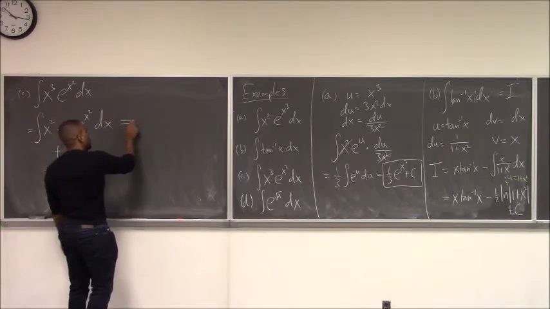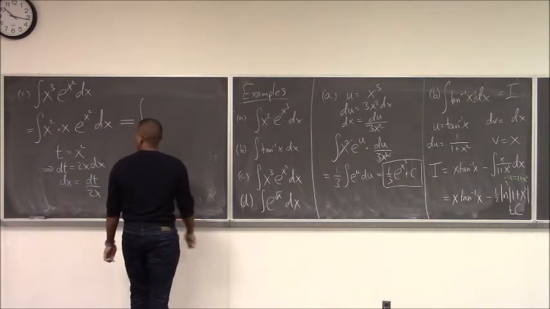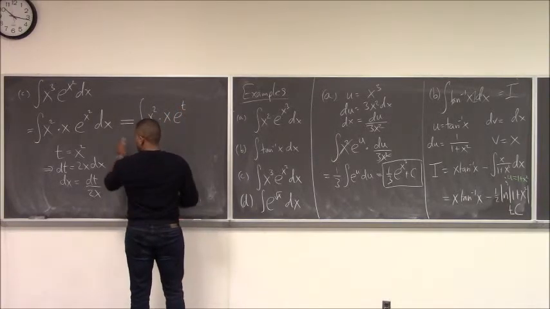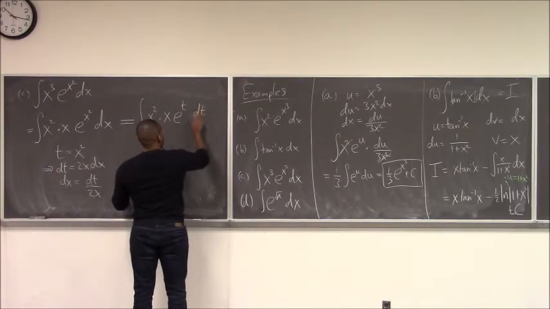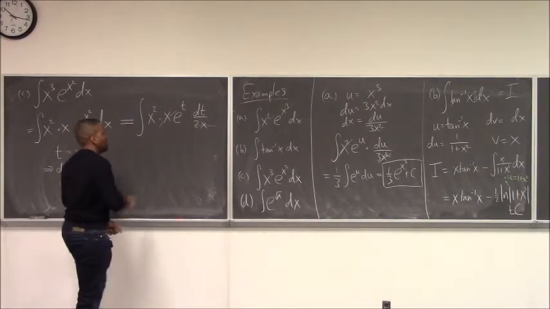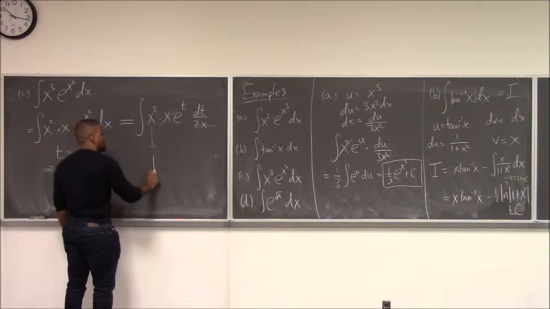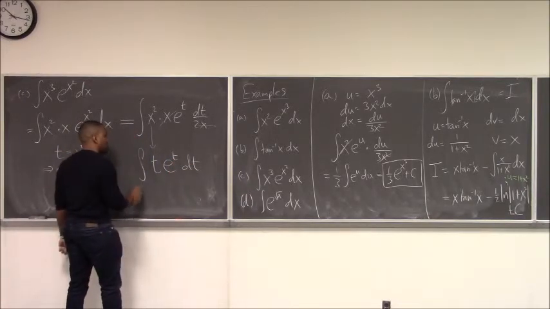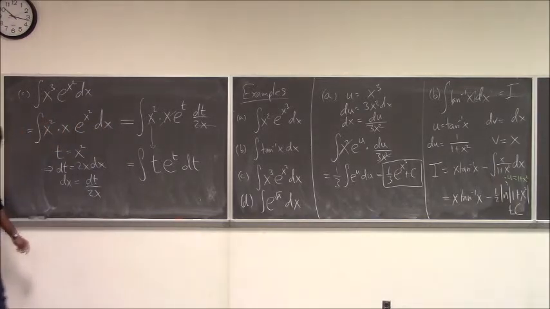So now when we plug this in, we have x squared times x e to the t. Our dx becomes dt over 2x. This x will cancel that one. This x squared is actually t. So we end up with that integral. And now that's one that starts out with a substitution and ends up in an integration by parts.